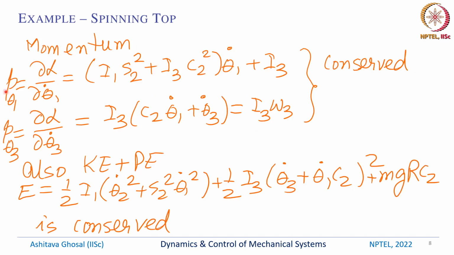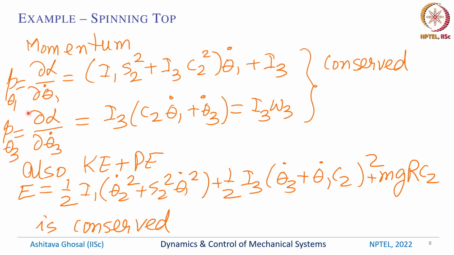So first thing that you can see is the partial of this Lagrangian with respect to theta 1 dot. Let's denote that by p theta 1, which is given by this. So it is (I1 S2 square plus I3 C2 square) into theta 1 dot plus I3 theta 3 dot. Similarly, the partial of this Lagrangian with respect to theta 3 dot is I3 into (C2 theta 1 dot plus theta 3 dot). Okay, so it turns out this p theta 1 and p theta 3 are basically momenta corresponding to theta 1 and theta 3.